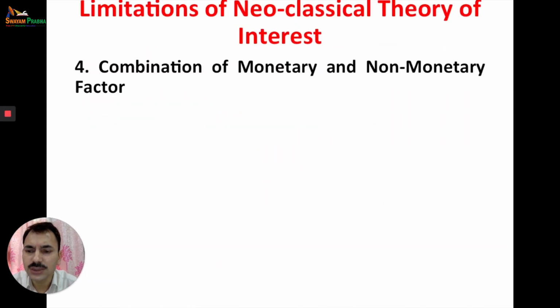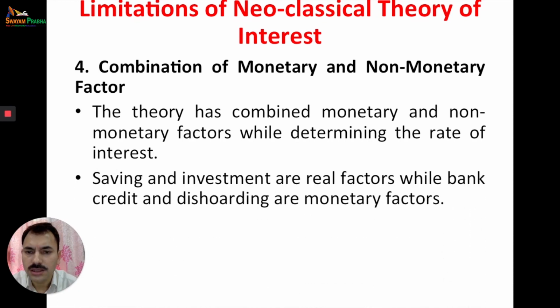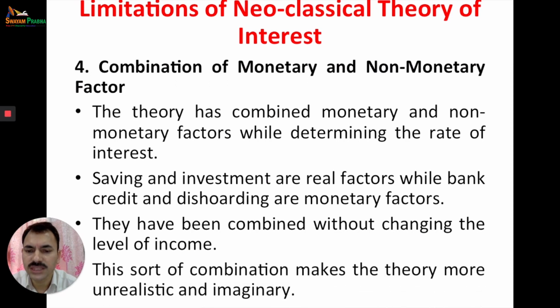Fourth, this theory has combined both monetary and non-monetary factors. For example, the theory has combined basically the saving and investment are non-monetary factors, whereas bank credit and dishoarding are the monetary factors. They have been combined without changing the level of income, which is wrong. This combination makes the theory more unrealistic and imaginary.